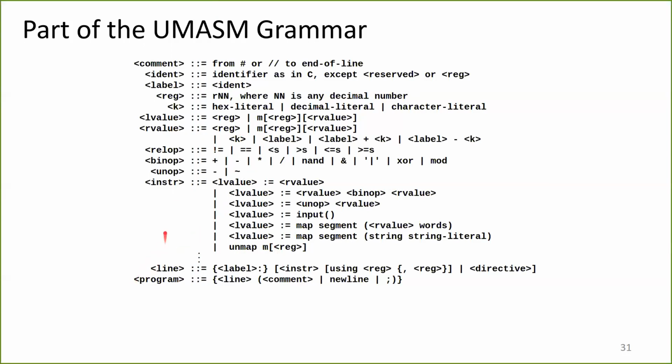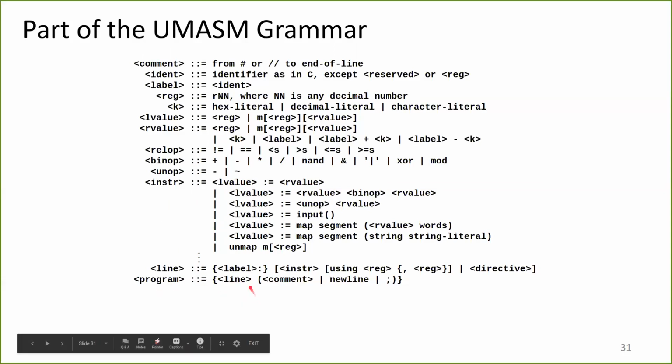In places like instructions or these operator rules, they separate full choices from one another. So a binary operator can either be this symbol or this symbol or this symbol or this word, and so forth. Each of these lines separated by a bar is a different way to construct an instruction. In other places, like the program rule, they indicate partial choices. So this is showing that a program can be built from a line that could be followed by a comment or a new line or a semicolon.